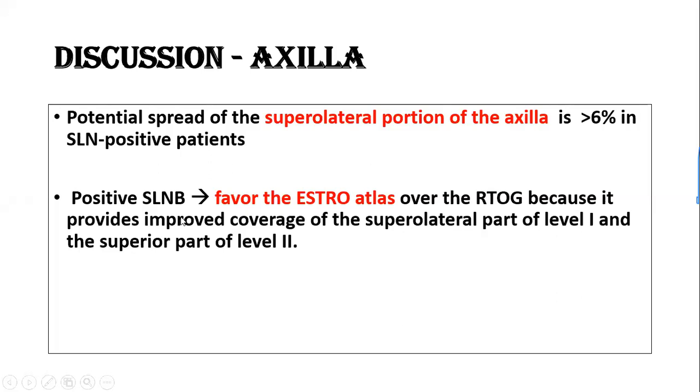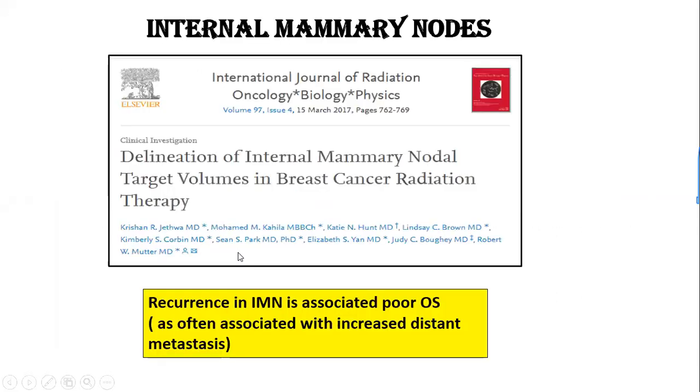So whenever there is a positive lymph node, it favors the ESTRO guidelines over the RTOG, because it has better coverage in the superior lateral portion. Moving ahead with the internal mammary nodes, this is a study published in 2017. This study looked at the recurrences in the internal mammary region. More or less everyone is concerned with internal mammary recurrence, because it is often associated with poor overall survival and increased distant metastasis.